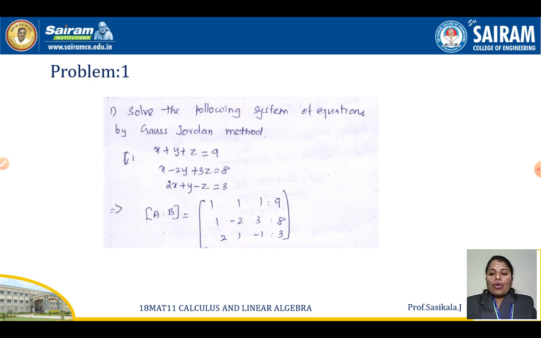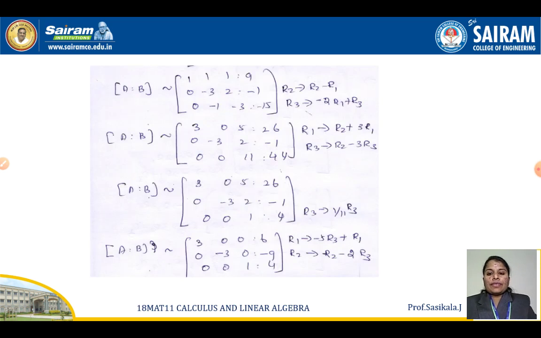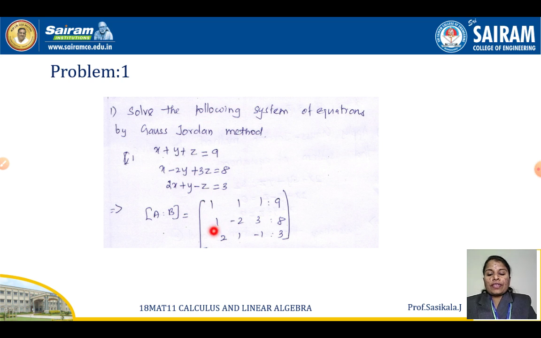What do you have to do? First, you have to eliminate the second row first element, the third row first element, and the third row second element. These three positions we are going to make 0. Afterwards, we are going to convert the upper terms also to 0. First we make it upper triangular, then using that we make it a diagonal matrix.